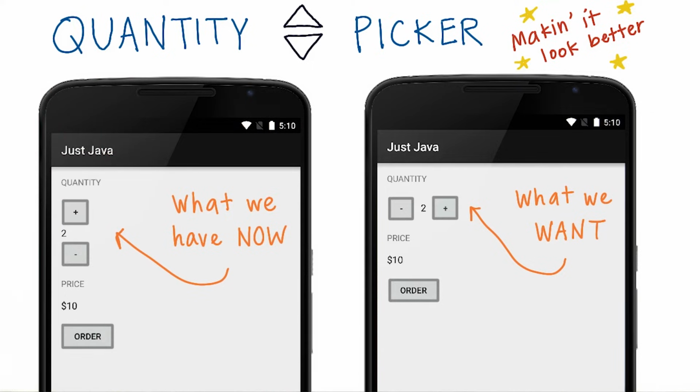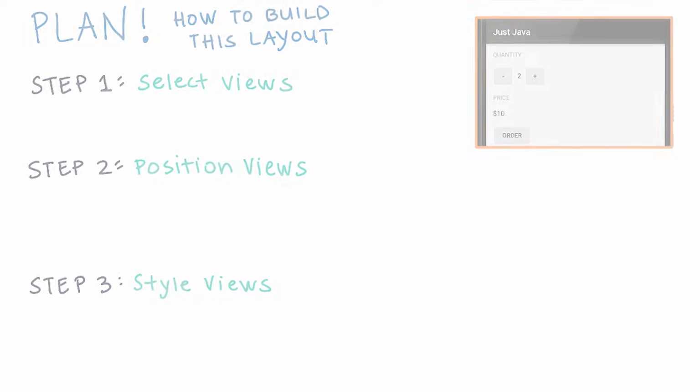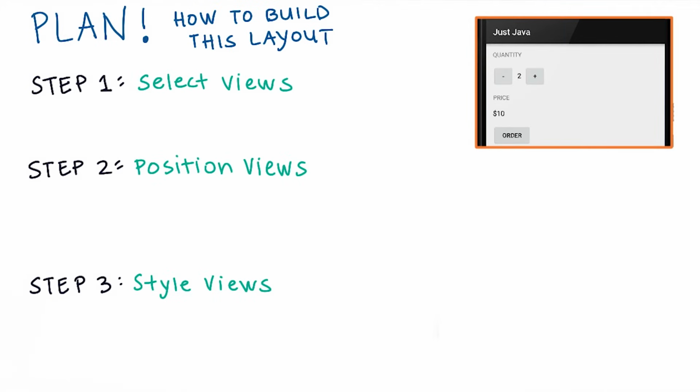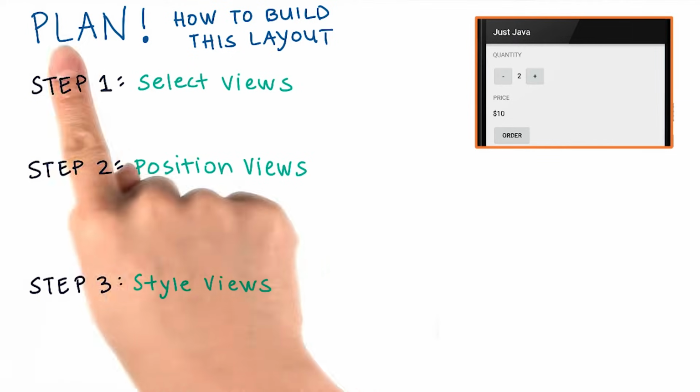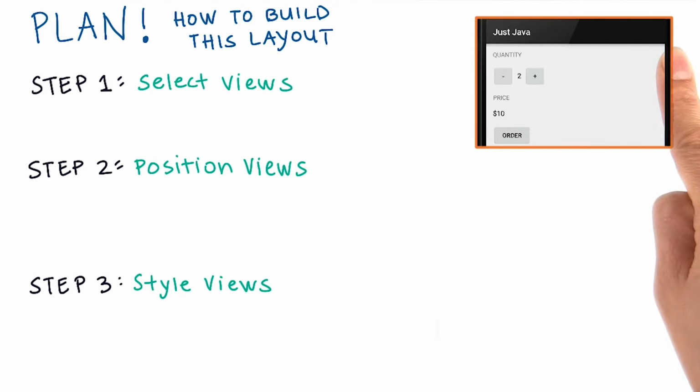The challenge becomes identifying the gap between what we have now and what we want. Can we repurpose the views that are already on screen and move them into the new position for the new layout? Or do we have to add views or remove views? Before we get lost in the details of changing the XML, I want you to first plan out how you're going to approach building this layout.